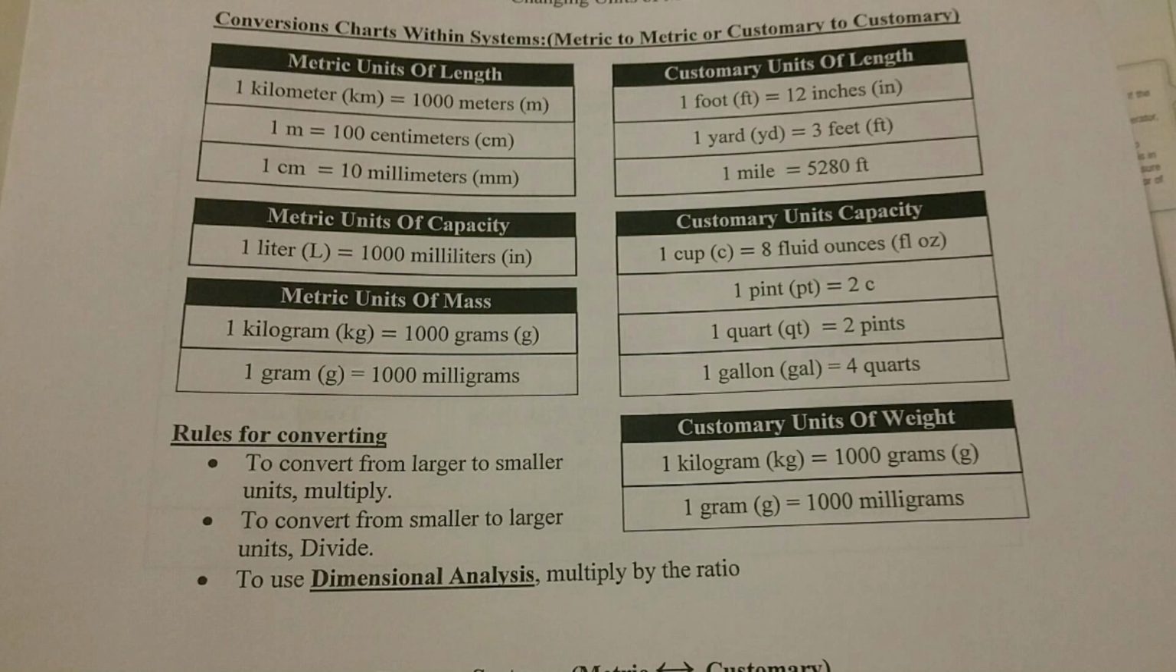Customary, 1 foot is 12 inches. 1 yard is 3 feet. 1 mile is 5,280 feet. Already you should have some answers from your anticipation guide. Capacity. Capacity is like measuring cups and stuff like that. So 1 cup is 8 fluid ounces. 1 pint is 2 cups. 1 quart is 2 pints. 1 gallon is 4 quarts. I bet you guys have done the big G thing, where you put the 4 little Q's and stuff. I bet you've done that before.